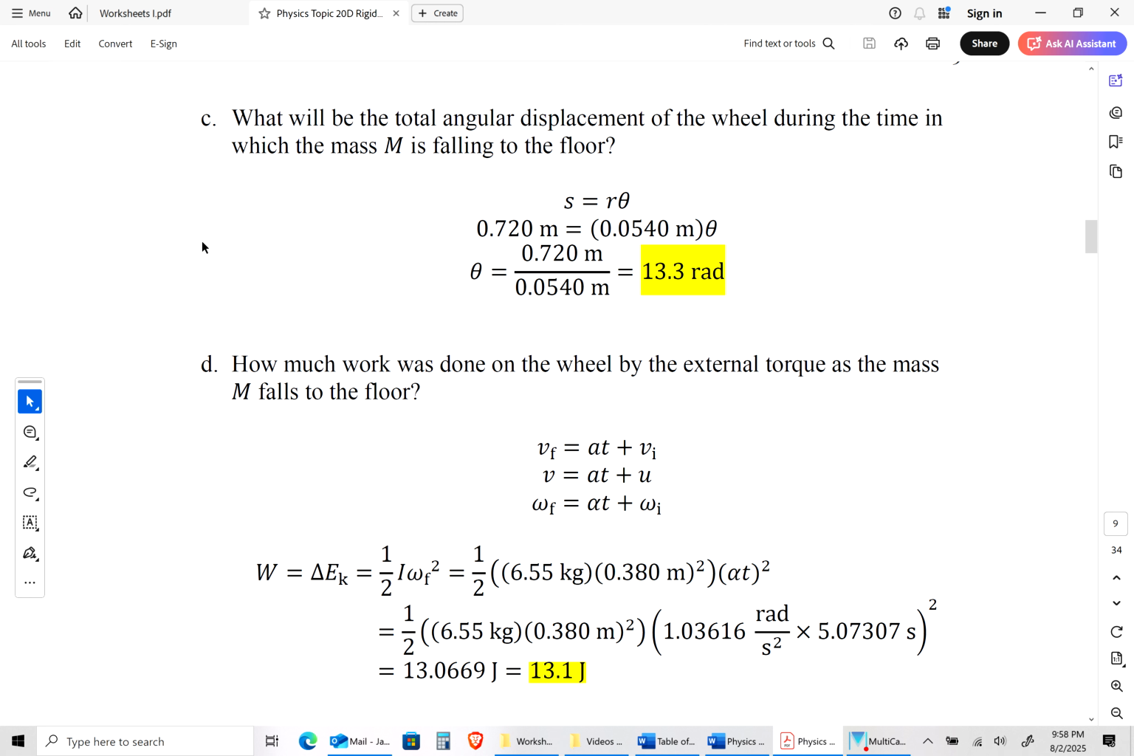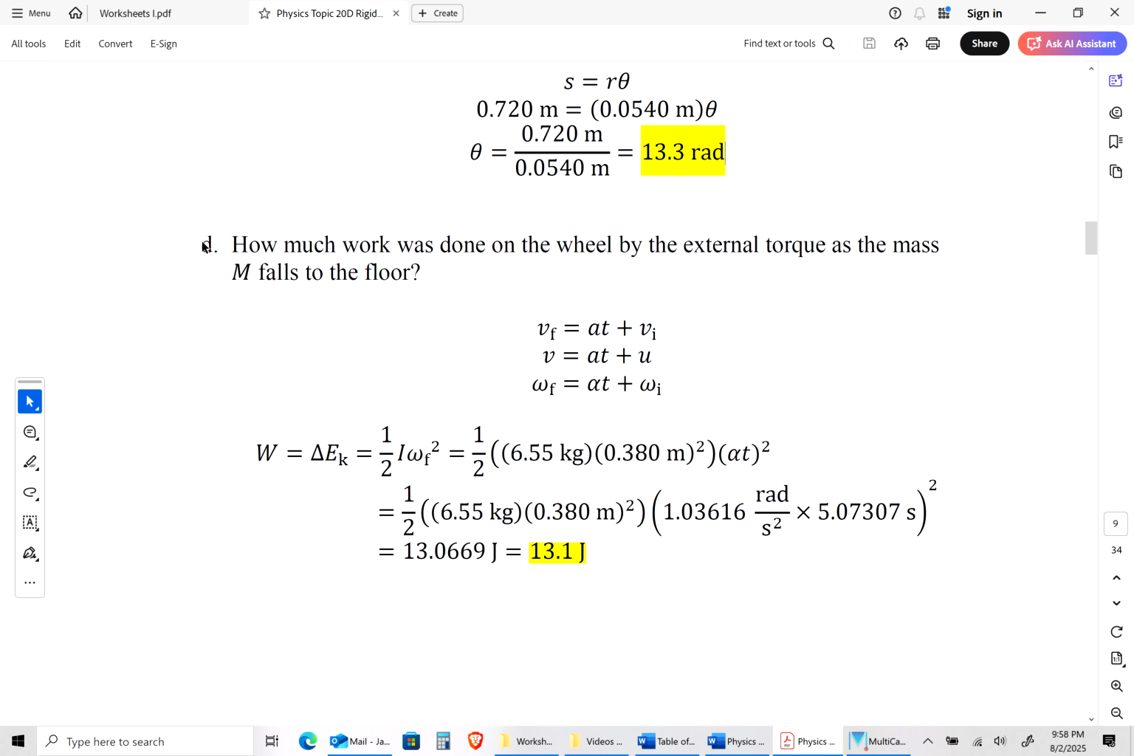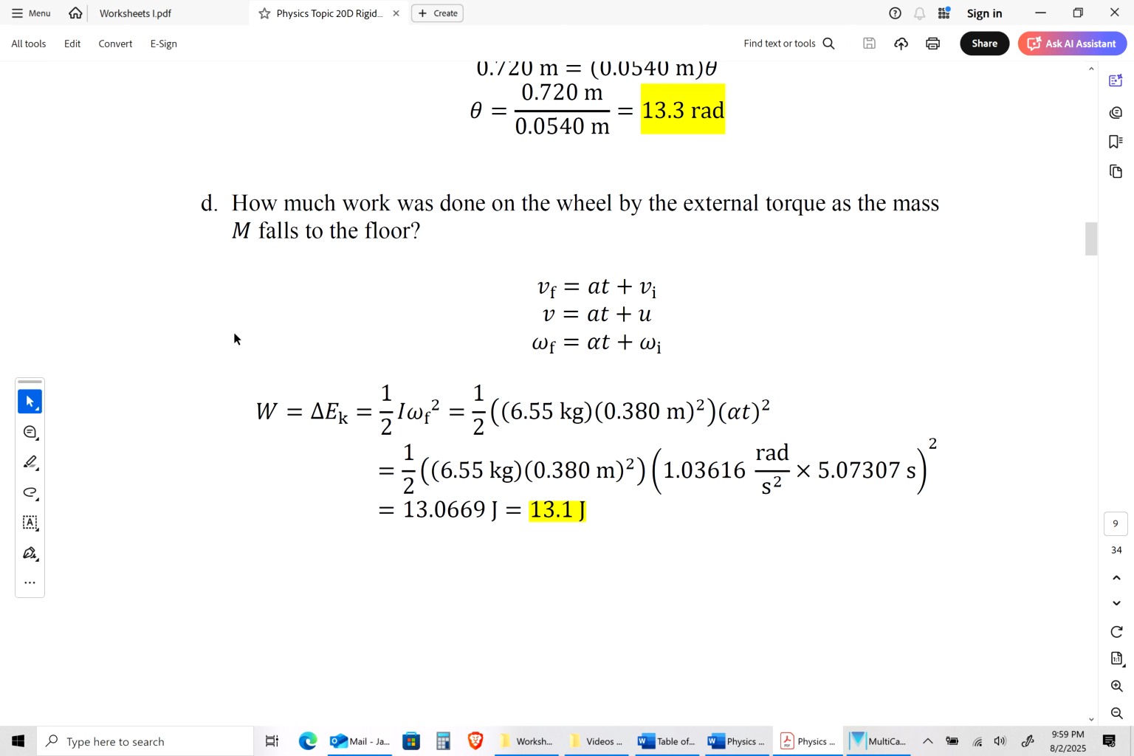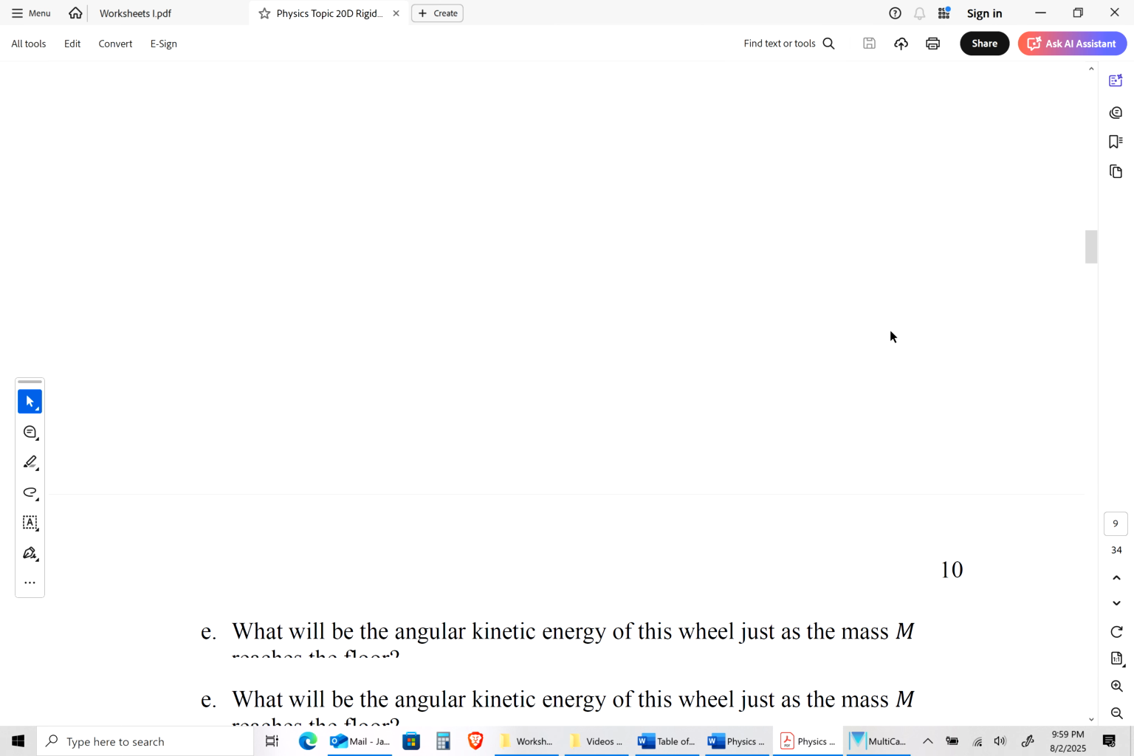Part D, how much work was done on the wheel by the external torque as the mass M falls to the floor? So this is the Suvat equation. We convert it to an angular motion equation. And we have 1/2 I omega final, because omega initial is 0. So we need this omega, so alpha t to be here.